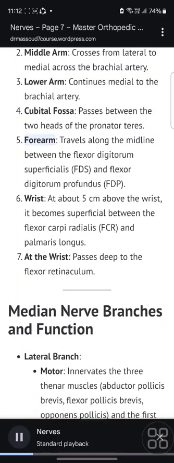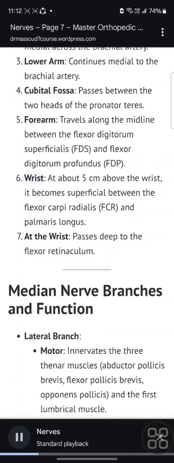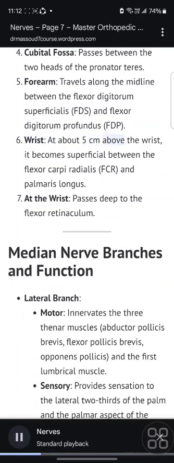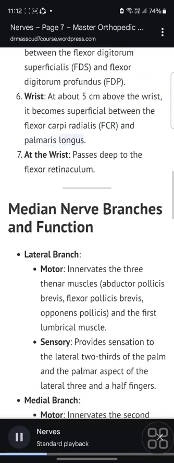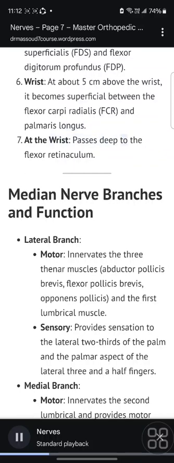5. Forearm: travels along the midline between the flexor digitorum superficialis, FDS, and flexor digitorum profundus, FDP. 6. Wrist: at about 5 cm above the wrist, it becomes superficial between the flexor carpi radialis, FCR, and palmaris longus. And 7. At the wrist: passes deep to the flexor retinaculum.